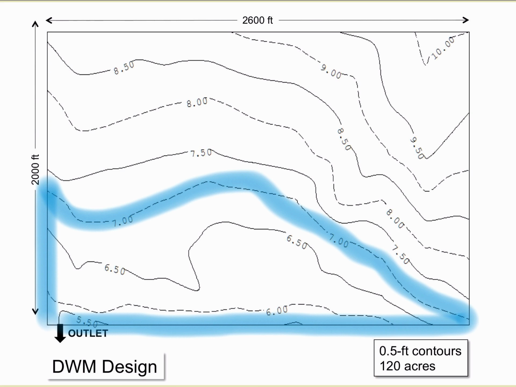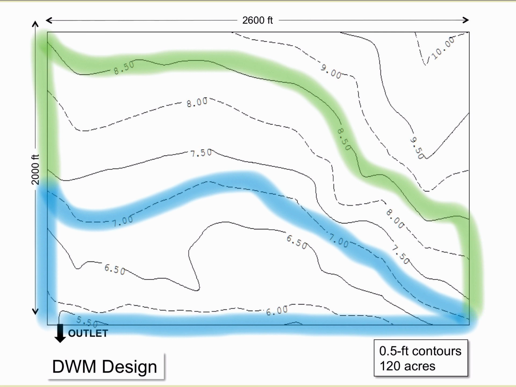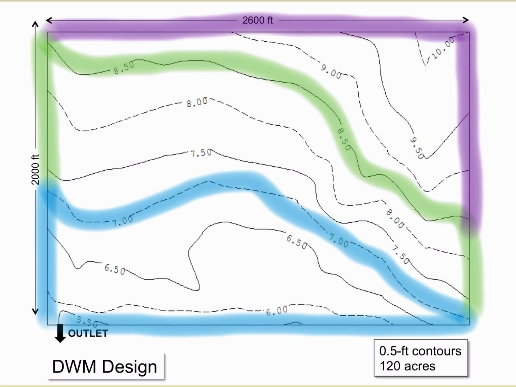So there's zone 1. Went outside the lines a little bit there. The next zone is going to go from 7 to 8.5. Like so. And the third zone will go from 8.5 up to the corner of the field. That'll be my third zone right there.